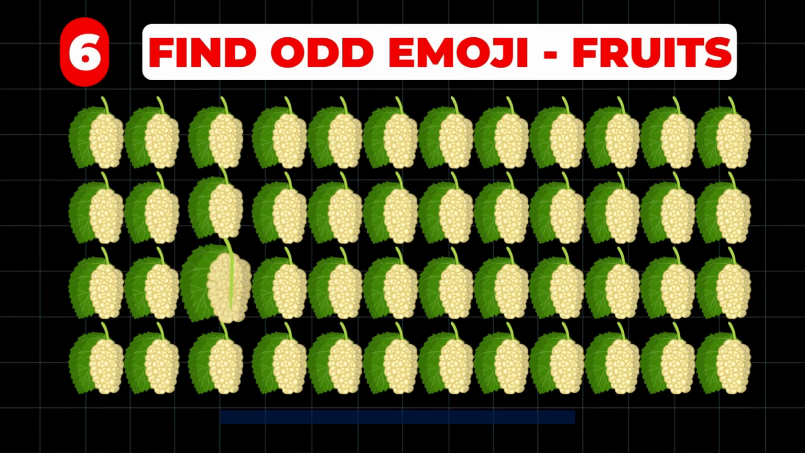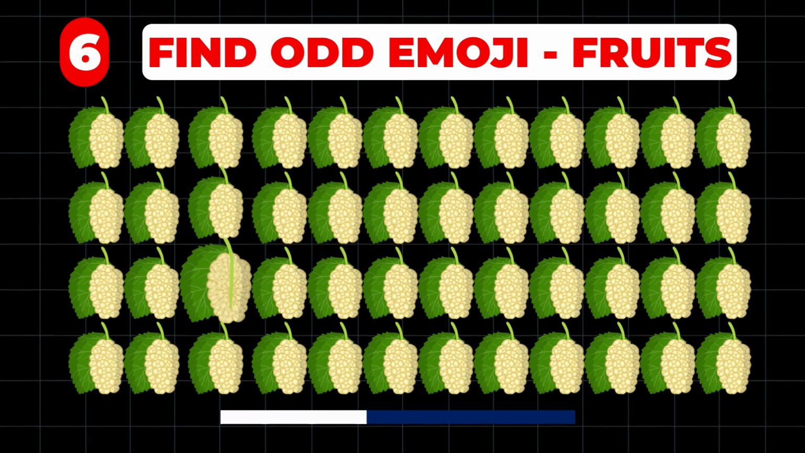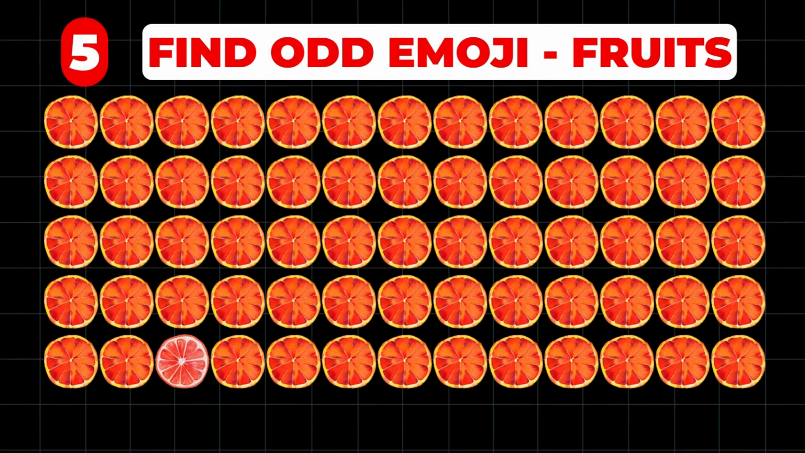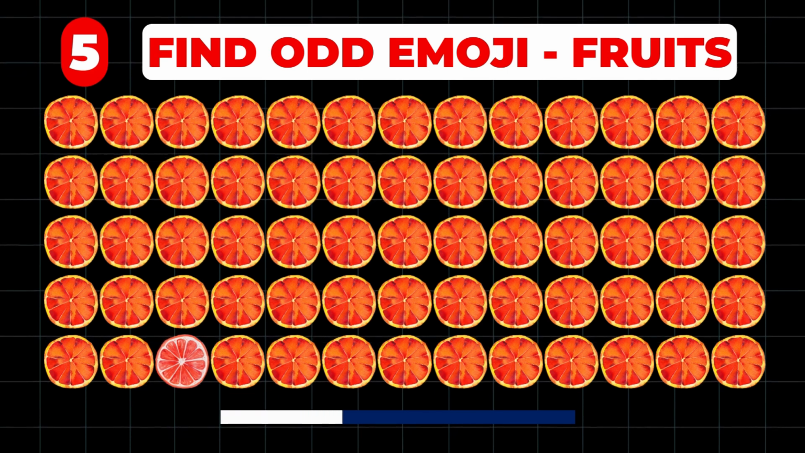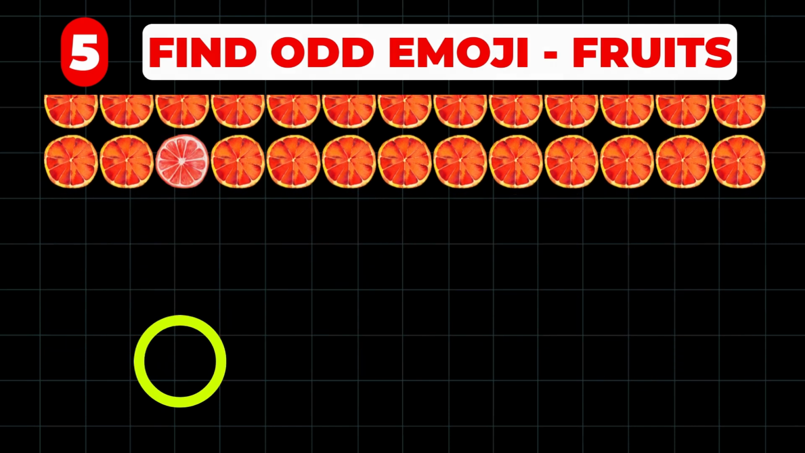Can you identify which one is different from the others? This one has a line in the center. Find the odd fruit out. This one is different in color.